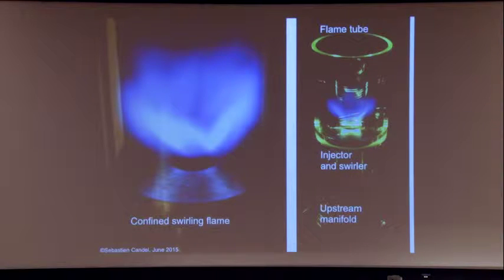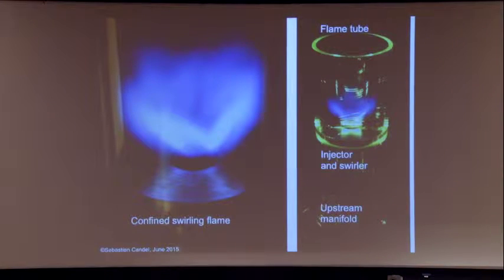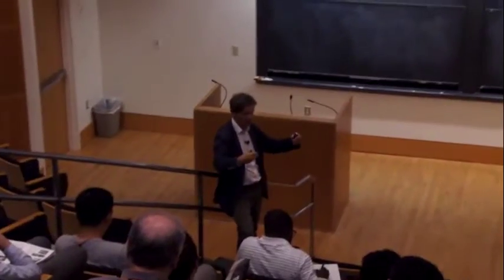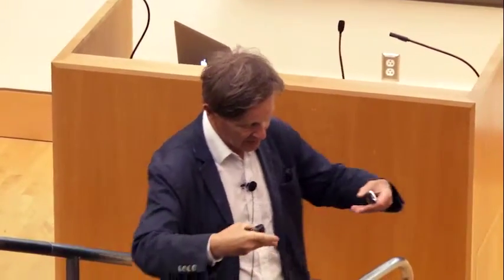Now you can have axial swirlers. That is, devices which put the flow in rotation and which are just axial, but you can have also radial systems which actually induce this rotational motion in a radial fashion.